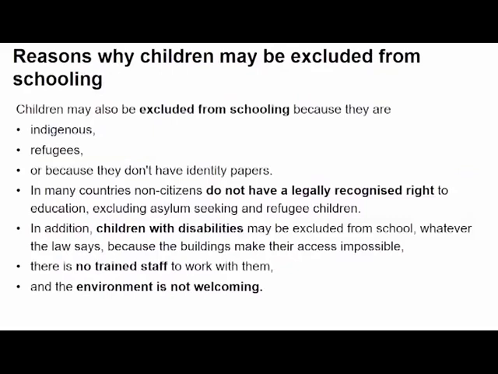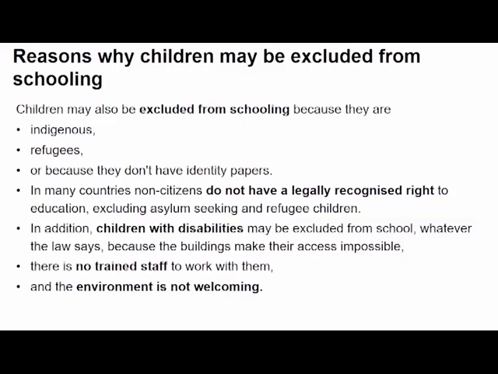Now, we know that in Namibia, in many countries in the world still, there are many children that remain excluded from schooling, and it's important that we also consider some of the possible reasons. There might be more than the ones named here, but some of the reasons are that they may be indigenous, they may be refugees, or perhaps they don't have identity papers. In many countries, because children are not citizens, they don't have a legal right to education.